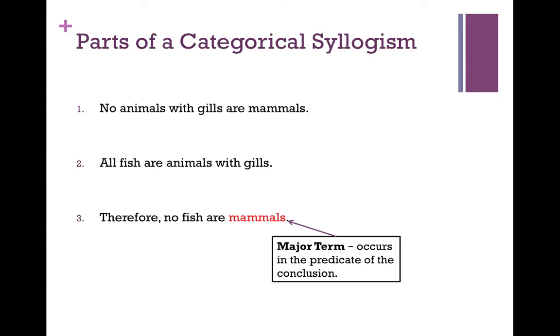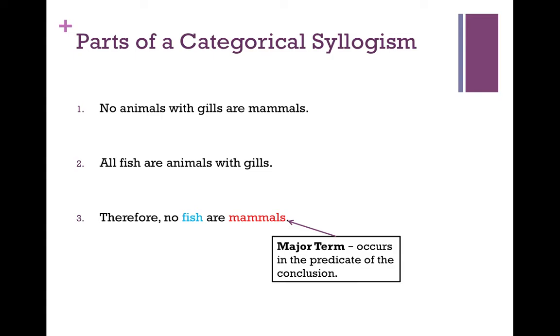We could have called it the schmajor term. We could have called it the melanger term. I'm just making up stuff. Don't try to give some psychological or historical explanation as to why it's called the major term. Just call it the major term. It's just the proper name. It's like, why am I called Jesse? I don't know. My mom thought it sounded pretty. It doesn't mean anything. So the major term is just the term that appears in the predicate of the conclusion.